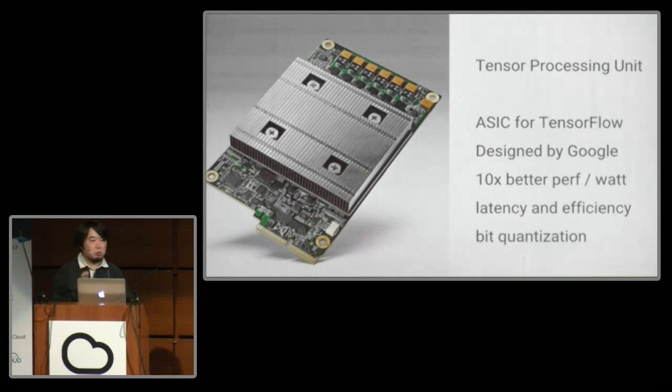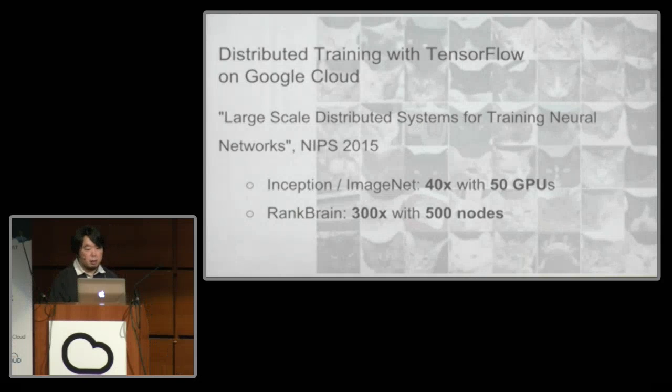Rather than using CPU or GPU for prediction or training of neural networks, using the TPU you can get a 10 times better performance per watt ratio. That means by using Google Cloud, you can provide your neural network service at significantly lower cost. And what's the end result of using those specialized hardwares? The result is much faster training. For example, if you train your own ImageNet model on Google Cloud using 50 GPUs, you can get 40 times faster training times. And for RankBrain, you can get 300 times faster training times.